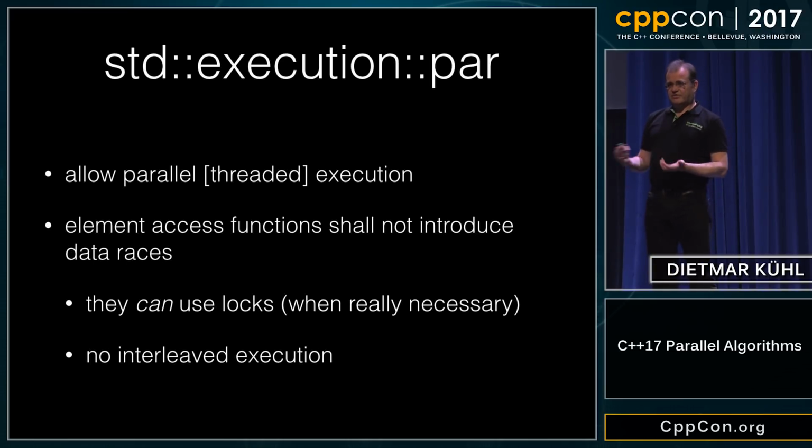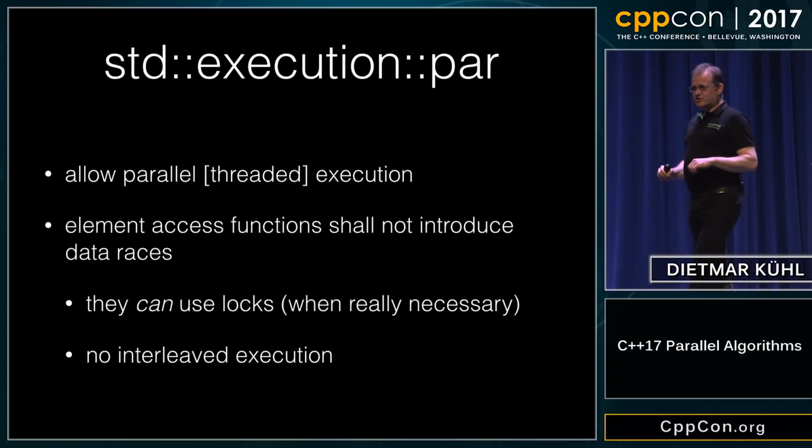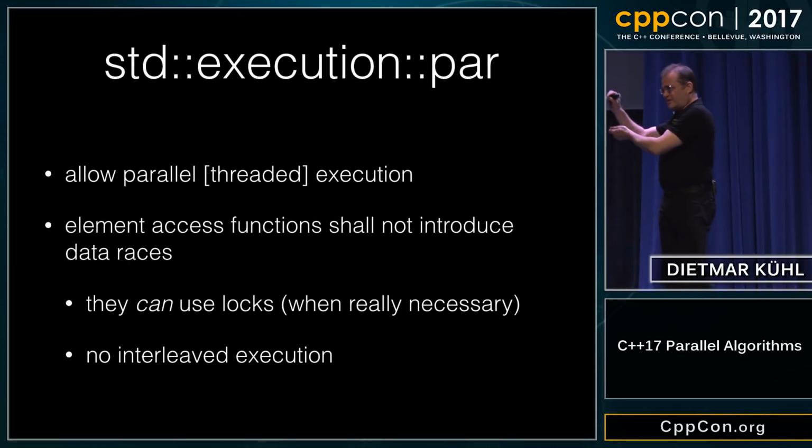This is basically executing things in parallel. This is basically thread parallelism, where the constraint is none of the element access functions can introduce a data race. If you copy any of these or execute any of these things, there shall be no data race. In theory, you can use locks inside any of these functions if you have to. I need to synchronize and I take a lock.